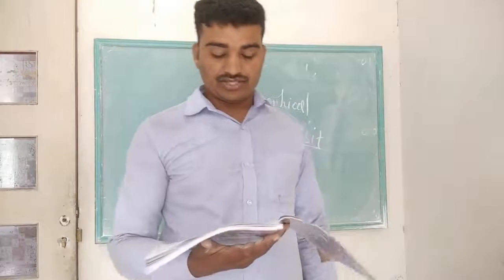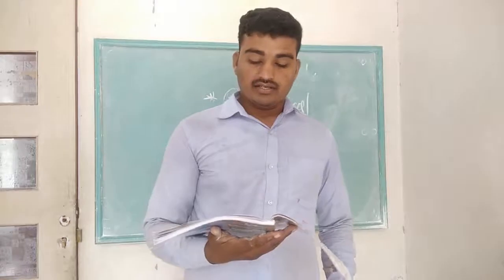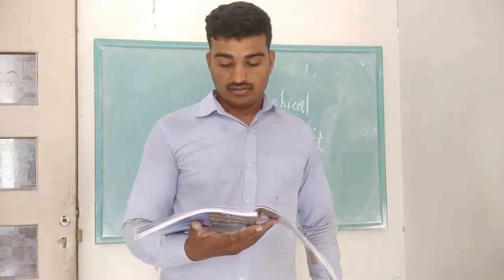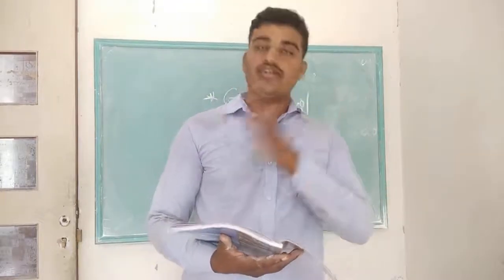Next question: name the talukas having population density between 200 and 400. So the names of talukas: Radhanagari, Gargoti. Okay, only Radhanagari and Gargoti have the 200 to 400 density of population per square kilometer.